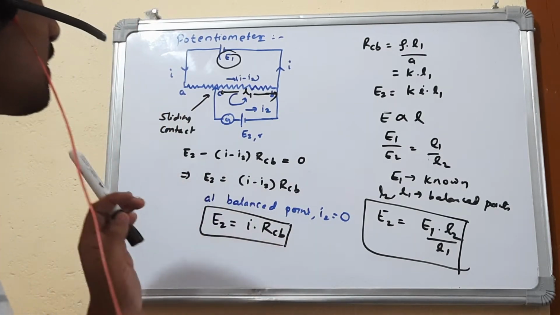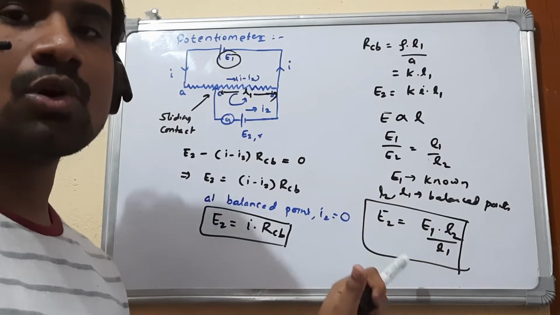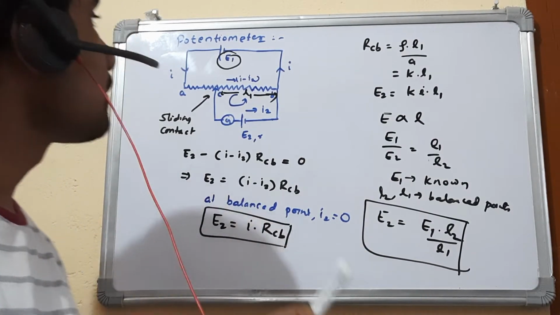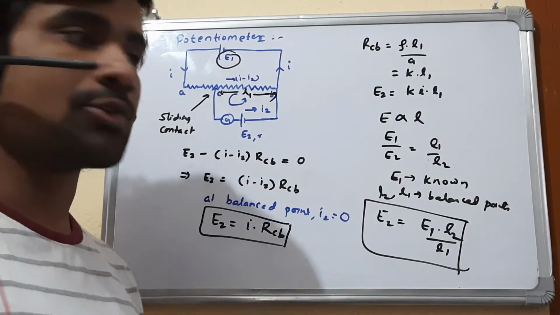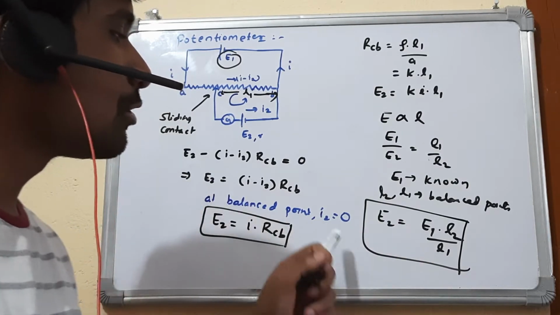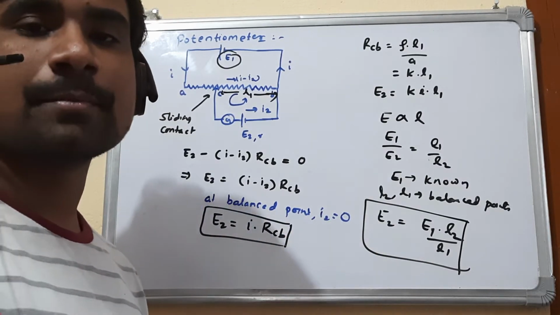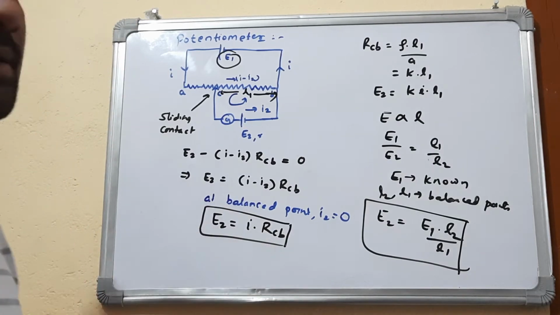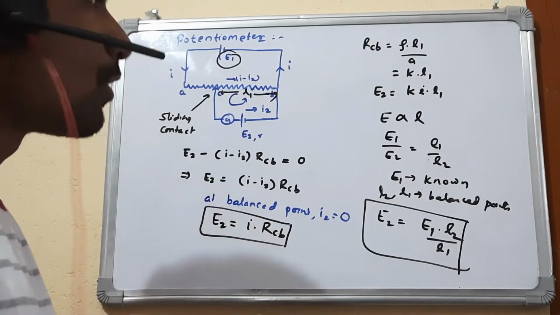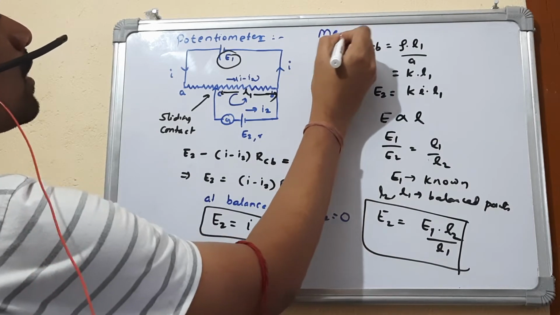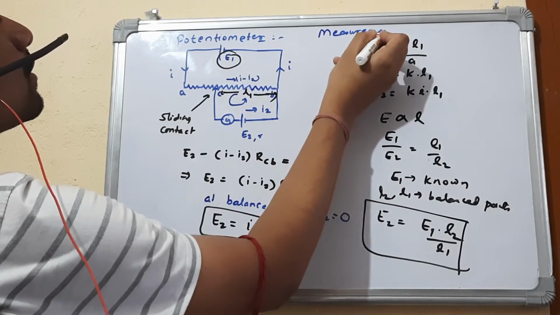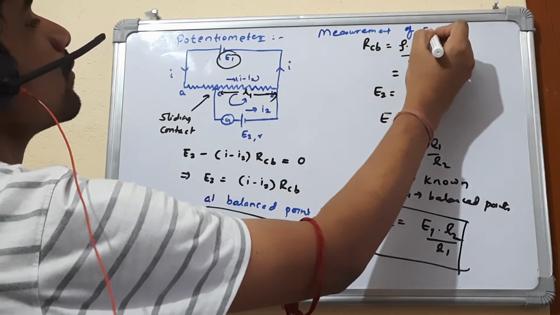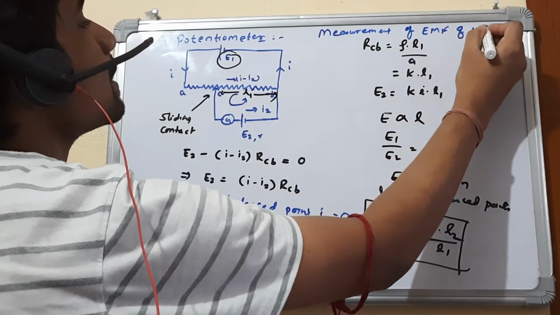So this is how you can measure the EMF of an unknown cell using a potentiometer. The given condition is you have a known cell also and you have both the balance points, means you have the setup which will allow you to find this L1 and L2, and then you will be able to find E2, which is your unknown EMF, correct? This is one of the applications of the potentiometer, which is called measurement of EMF of an unknown cell.